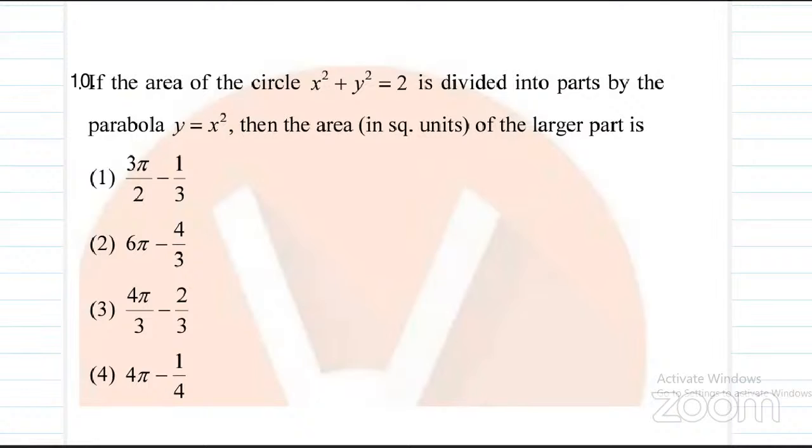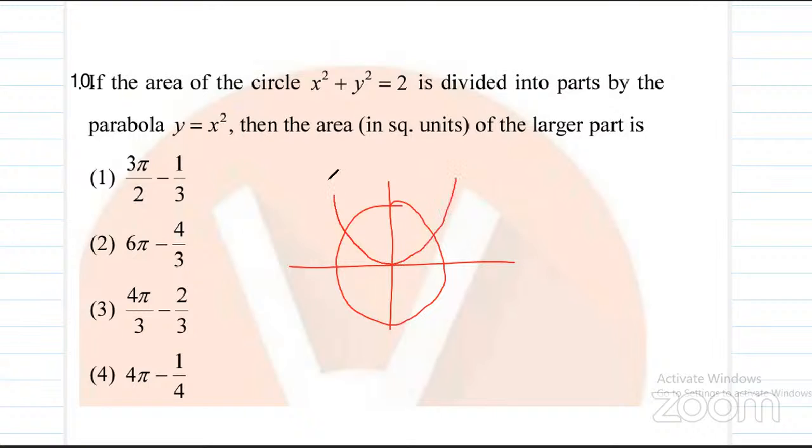This is an area question. Finding the area under this circle curve can be done in a very simple way. The area of a circle is divided into parts using a parabola, and we have to find the area of the larger part. The circle has radius root 2, and we have the parabola y equals x square. This circle has been divided into two parts by the parabola. The larger part is on the blue side. Clear?